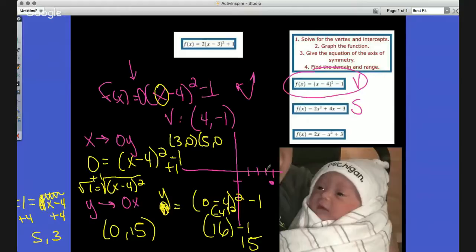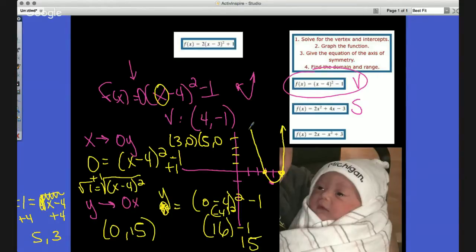Okay, so I'm going to go 3, 0 right there, okay? And 5, 0, which would be right in that area there. Okay? Perfect. So I got 3, 0 and 5, 0, and 0, 15 would be way up here. You don't have to worry about that. That's a-okay. So we know that the graph is going to look something like that.